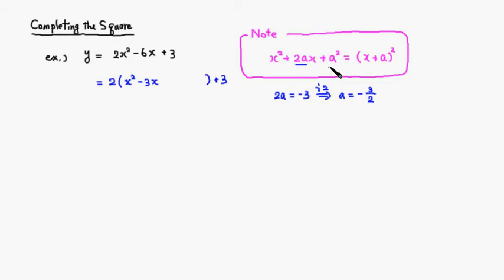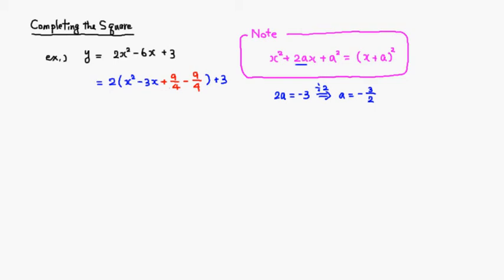Since the third term we need is a squared, we have to square negative 3/2. So negative 3 squared would be 9, and 2 squared is 4. Actually, I'm going to write it in a different color. So we need the 9/4. So put 9/4 right there, because that's the third term we need. But we need to subtract 9/4 right away so that we don't change the function.